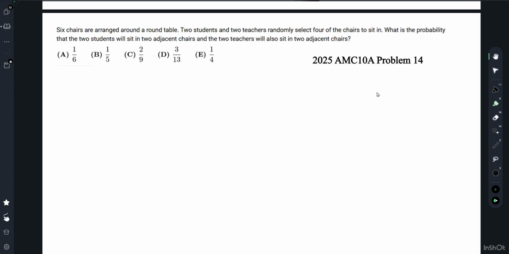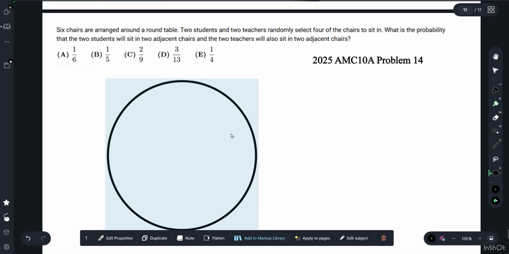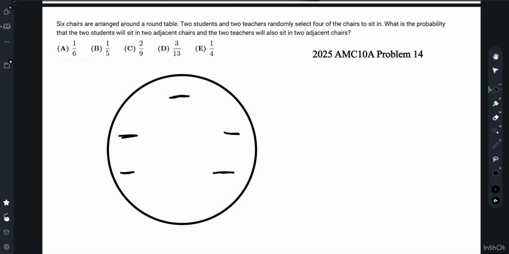Well, let's see. Something special about this question is it says they are arranged around a round table. What's special about a round table? Well, in a round table, you can rotate the seats and rotate the seating. So the key idea here is, say we have 6 seats: 1, 2, 3, 4, 5, 6. We have to put one student or one teacher down to anchor the table.